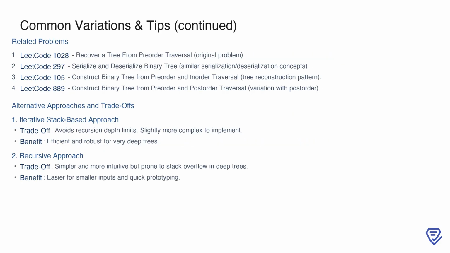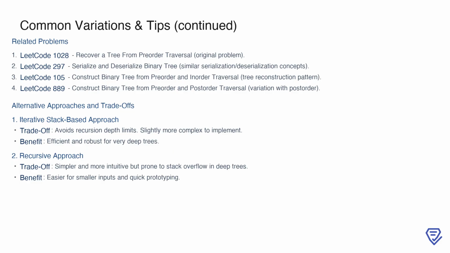Once you understand the core concepts, it's helpful to explore related problems that share similar patterns. For instance, LeetCode 297 involves serializing and deserializing a binary tree, which is closely related to preorder traversal and reconstruction. LeetCode 105 and 889 also involve reconstructing binary trees, but from different traversal combinations like preorder and inorder or preorder and postorder. These problems reinforce the importance of understanding traversal-based tree construction.